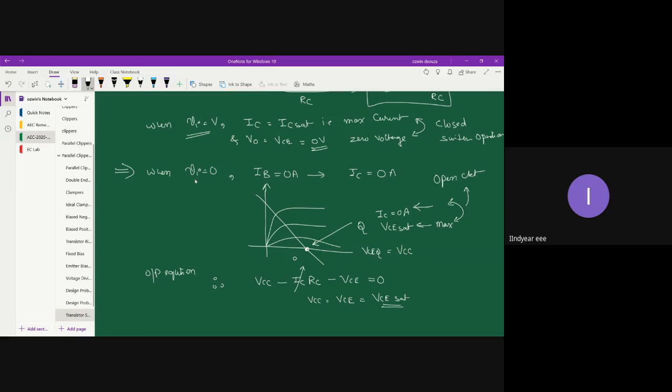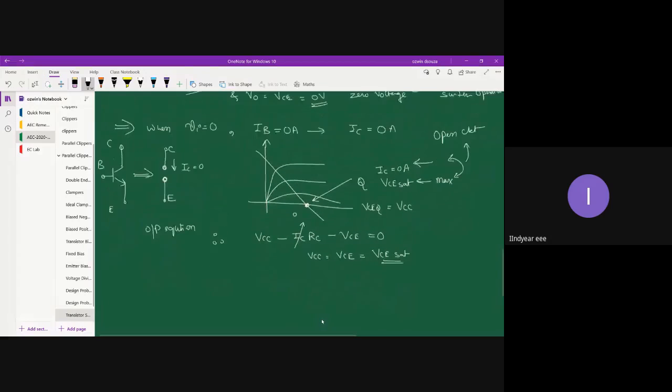So when you make your input pulse 0 volt, your equivalent circuit for the transistor can be given something like this. This is your base, collector, and emitter. Since the current is 0, there will be an open circuit between collector and emitter terminals, and you can say that IC is equal to 0. So this is the equivalent circuit for open switch operation. Therefore, the output voltage V0 is VC, and that itself is VCE.